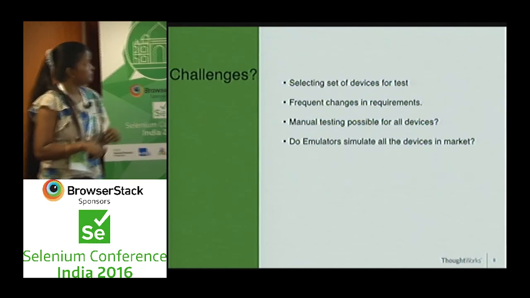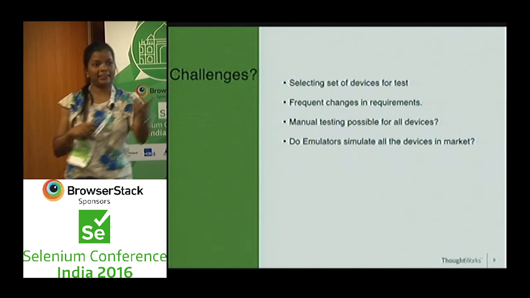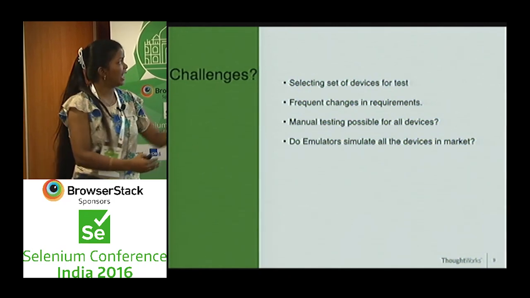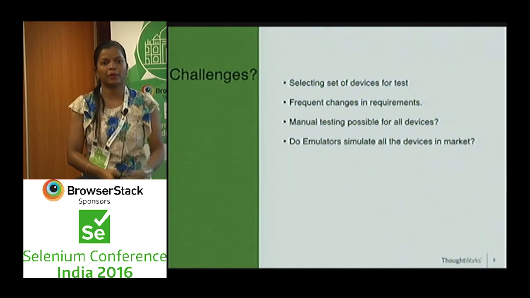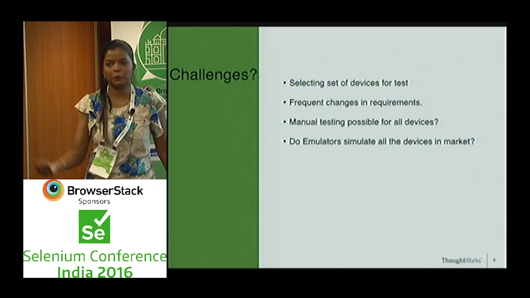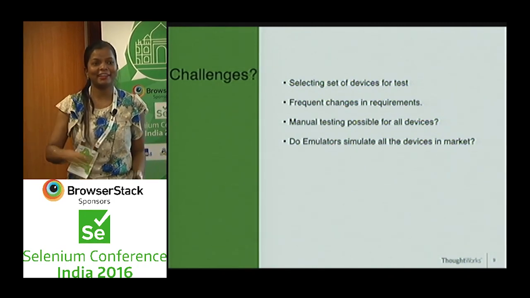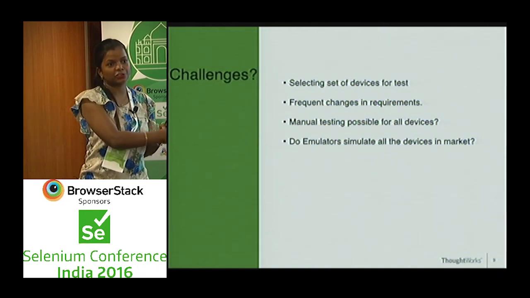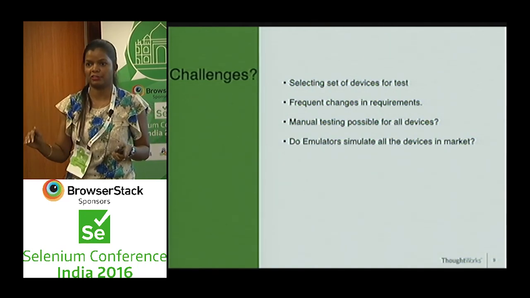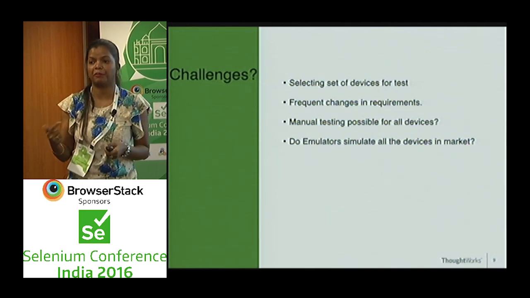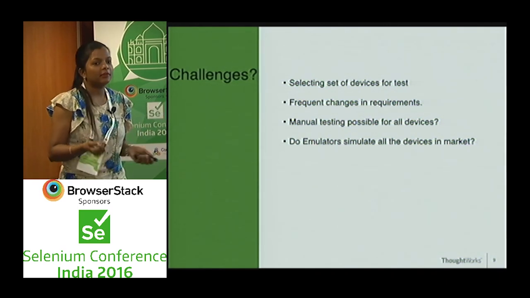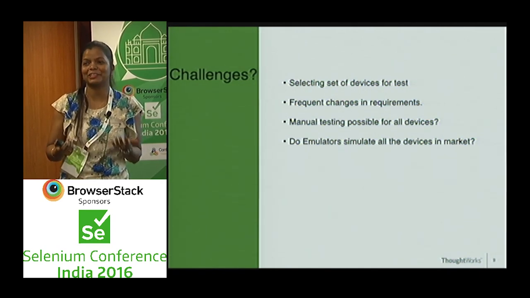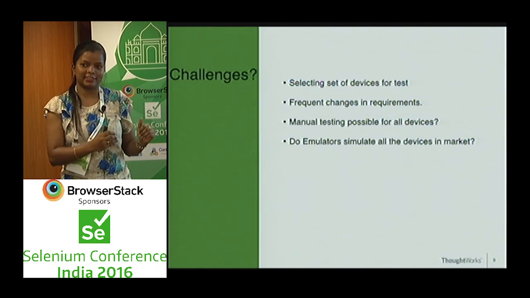Moving on. The biggest challenge here is selecting the set of devices. We still have to have the devices in particular buckets, and then we need to see how frequent changes on the UI affect us. Requirements keep changing, and people are moving towards agile. So if I am going to change a particular page, I need to verify in all the resolutions to make sure it hasn't broken the UI on any of the screens. Frequent changes of requirements are also a bigger challenge. Like I always mention, manual testing is a huge effort. You can never be satisfied with your manual testing.